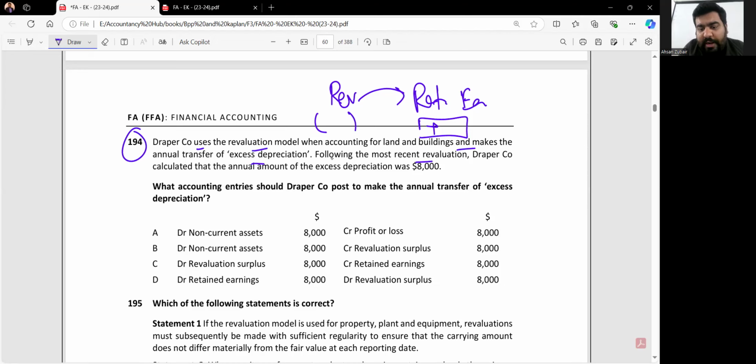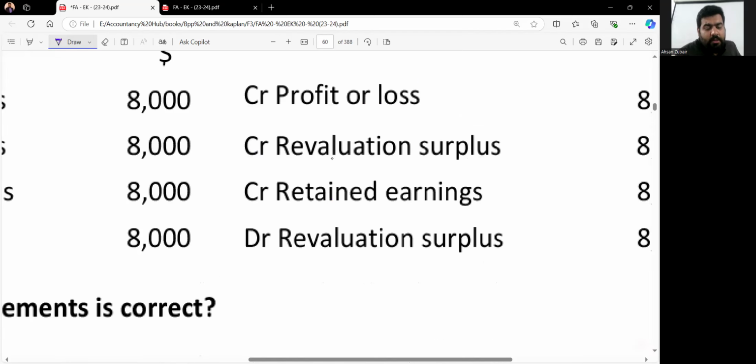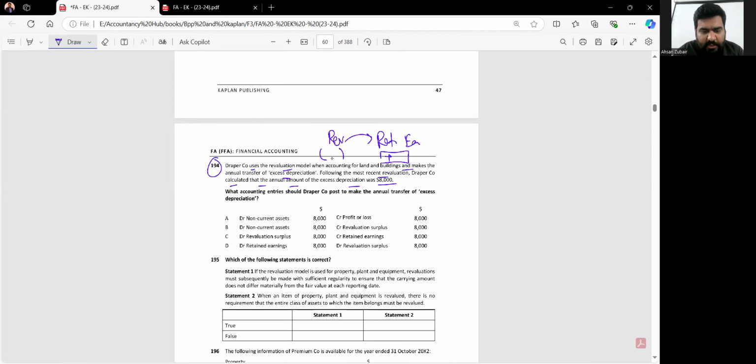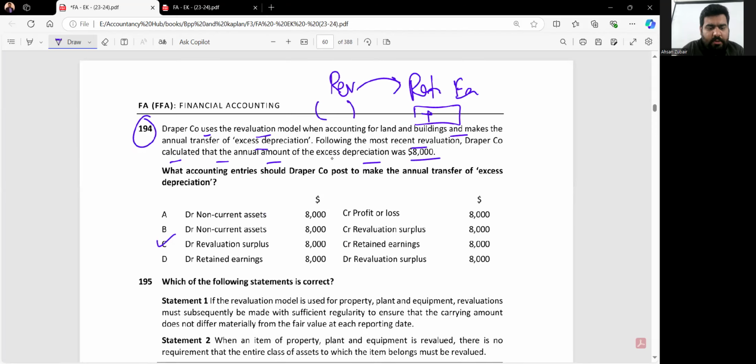Following the most recent revaluation, Draper Company calculated that the annual amount of excess depreciation was 8,000. He has given you the excess depreciation. What will be the entry here? Debit revaluation surplus 8,000, credit retained earnings. Simple. You will choose answer C. Is it clear? Yes.